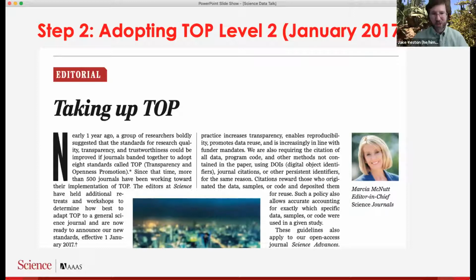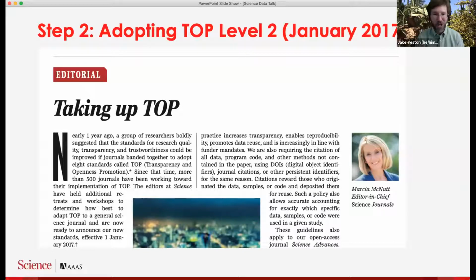And we sort of delayed Marcia by saying, well, we need to think about it, and we really need to go field by field and think about what we can all do. And she gave us about a year to do that. And then she said, okay, we're done thinking about it. And she published this article, and the article said, basically, science is going to comply with level 2 TOP guidelines by January 1st of 2017.